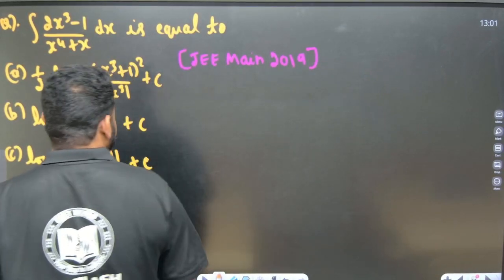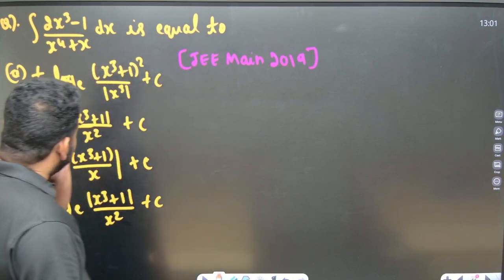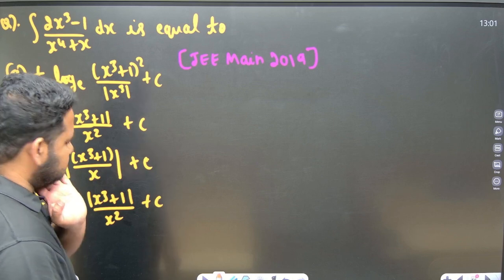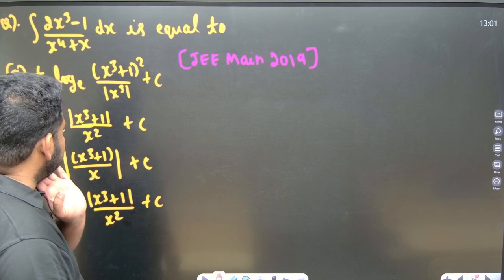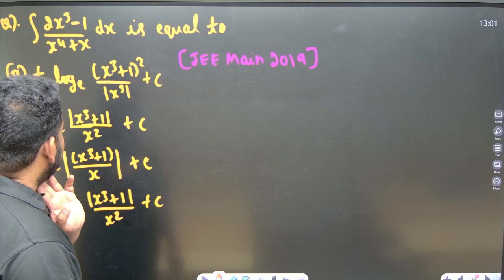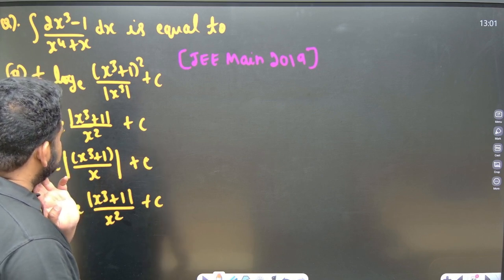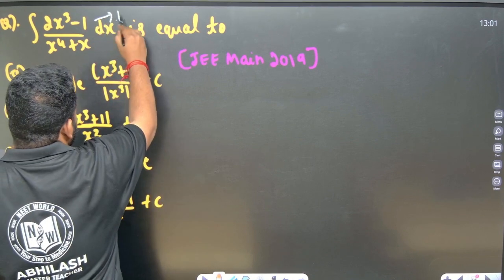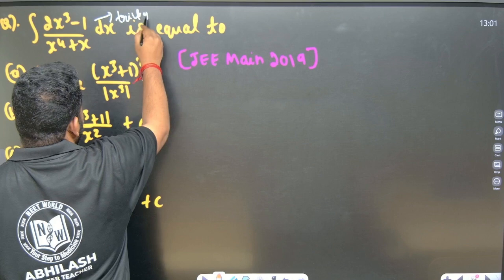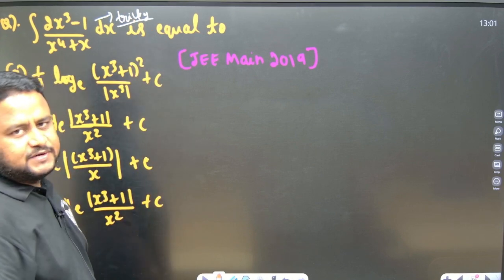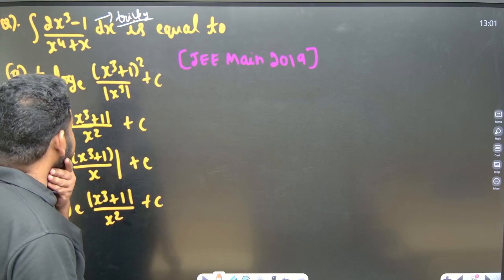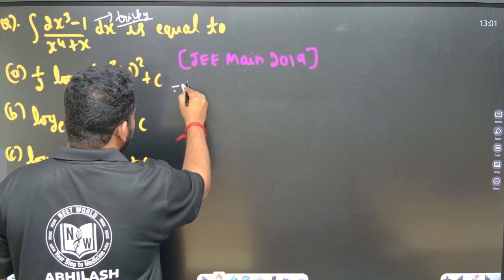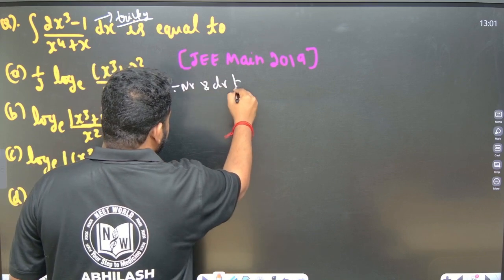Now look at this question, friends. JEE Main 2019 question. Integral of 2x cube minus x by x to the power of 4 plus x. Here, one thing you must understand, directly we cannot take it, or if I separate and divide it also we can do, but it looks a little tedious. This appears like a tricky question. For me, something is striking my mind, and as per that, I will divide both numerator and denominator by x square.